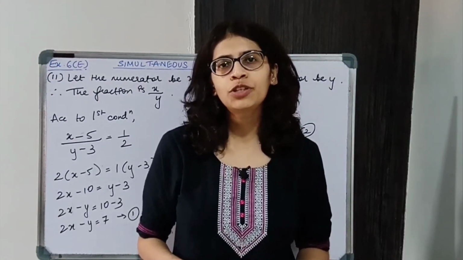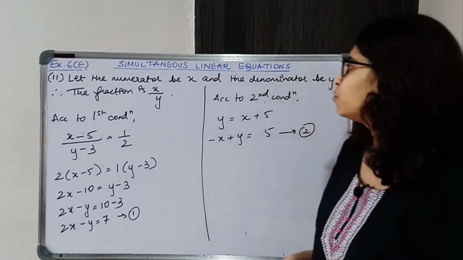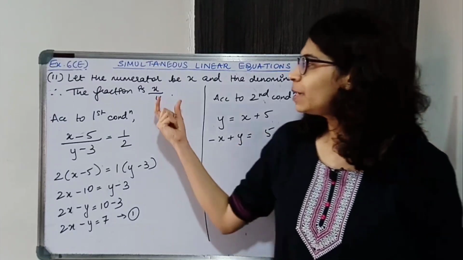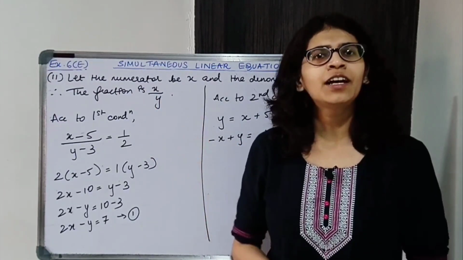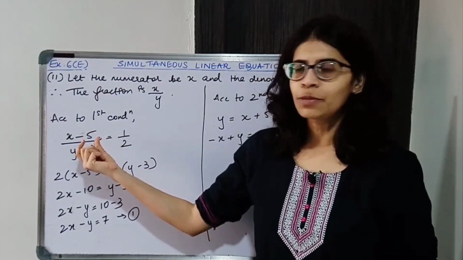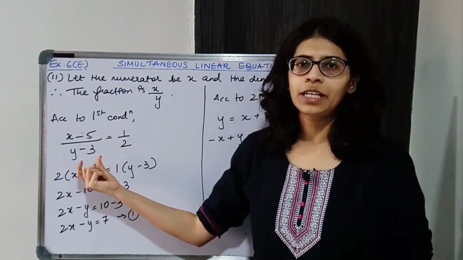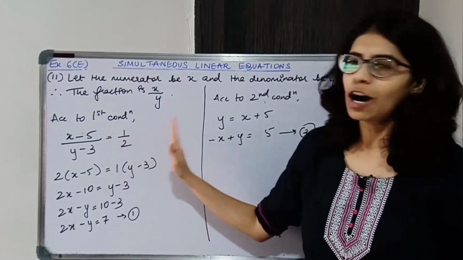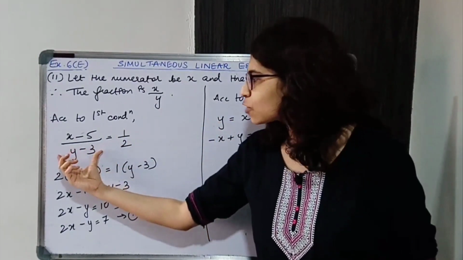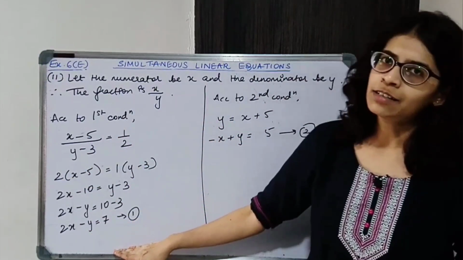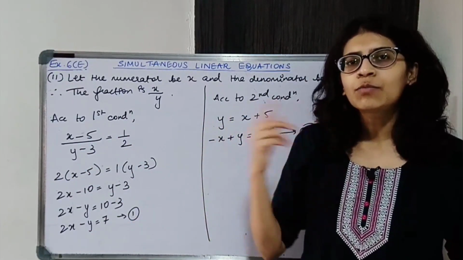So we have assumed the numerator to be x and denominator to be y. So you have to write down the statement. Therefore the fraction will be x upon y. Now the first condition states that if we subtract 5 from the numerator and 3 from the denominator, then the fraction becomes half. ठीक है, fraction का value half हो जाएगा. So this fraction will be equal to half. You will solve this and you will get one linear equation. We need one more linear equation.